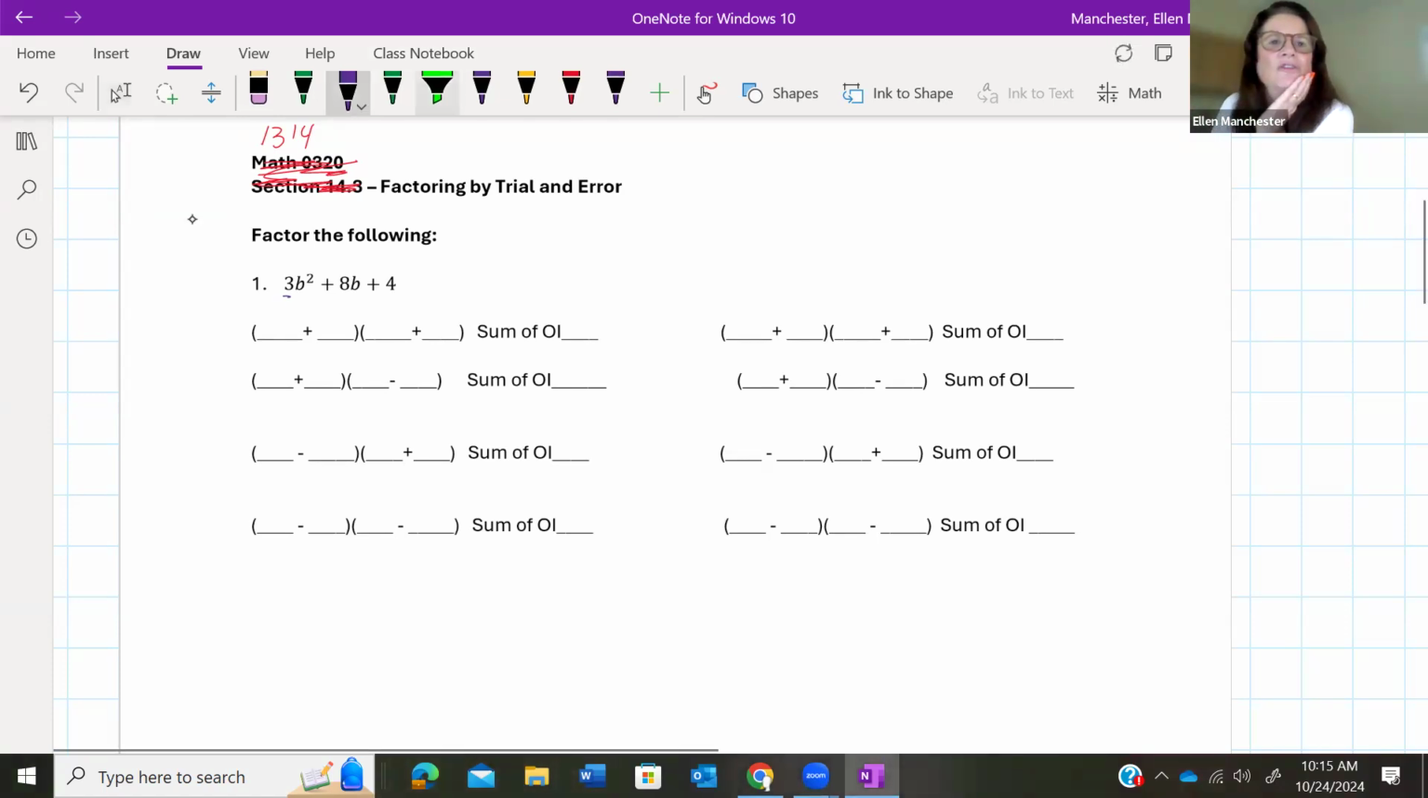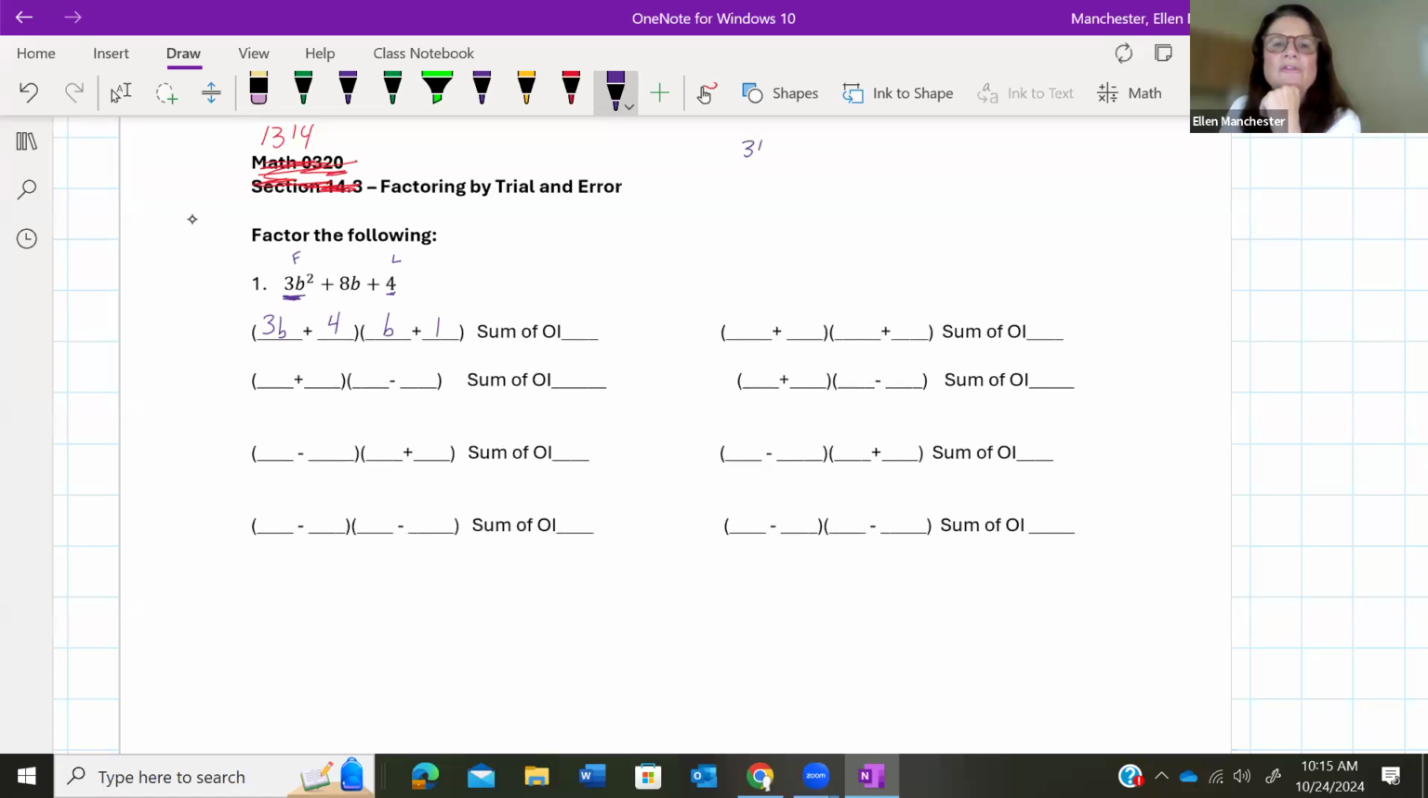So first things first, we're going to just throw in factors. To get factors, what times what is 3b squared? Well, I can do 3b times b, because remember, this 3b squared is the answer of our F, right? When we're doing FOIL, first, outer, inner, last. And then factors of 4 is the last. So we'll just try some, 4 and 1.